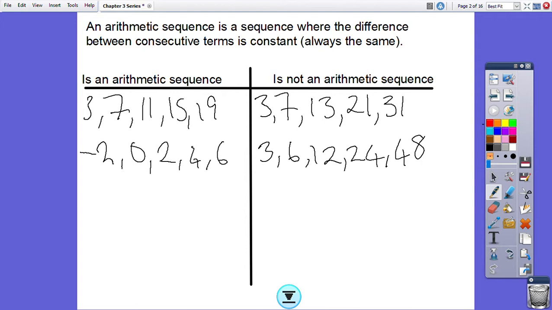Okay, so arithmetic sequences don't have to go up, they can go down. So here's one that goes down: 8, 5, 2, minus 1, minus 4. As you can see, it's going down by the same number each time. This time it is 3, so the common difference is minus 3, but it is still an arithmetic sequence.